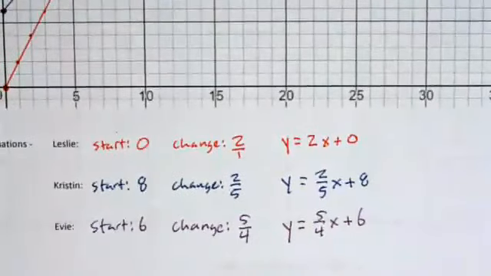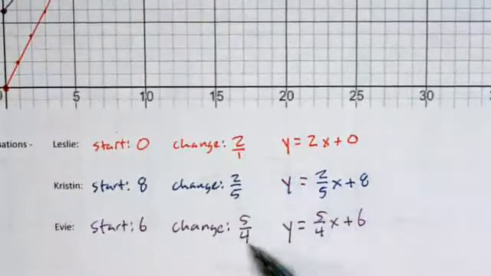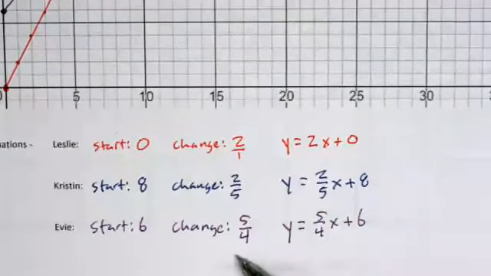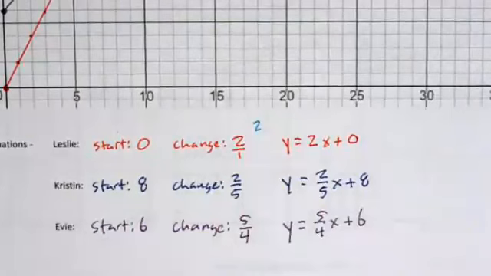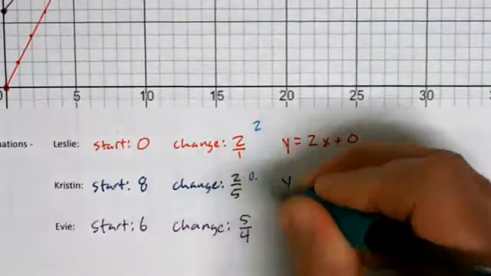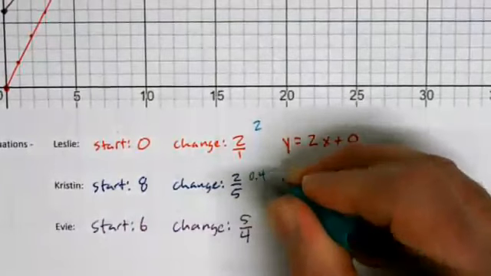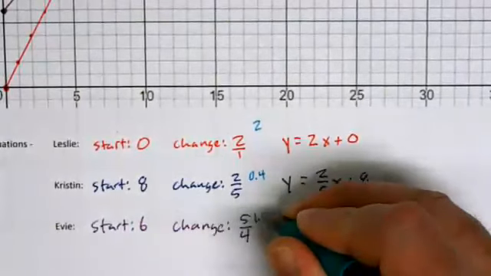So you're looking at the numbers for the change here. Interesting. So the biggest number. So you're saying 2 over 1 is bigger than 2 over 5 and 5 over 4? Is that true? As a decimal, this would be 2. Anybody know what 2 divided by 5 is? 0.4. Anybody know what 5 divided by 4 is? 1.25.